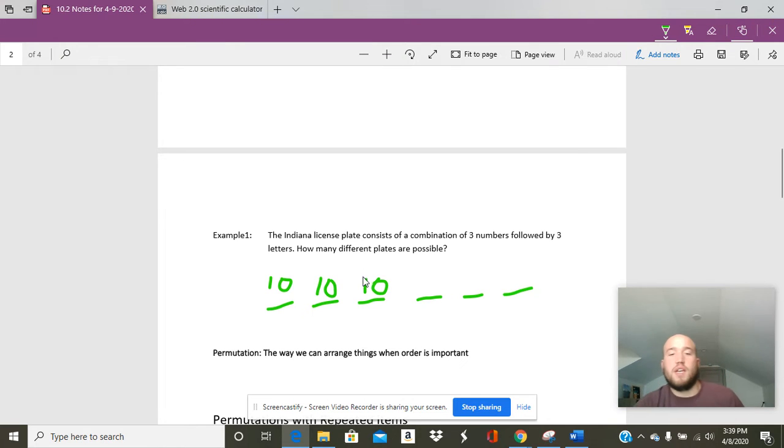Now, how many different letters are there? Hopefully you know, 26 letters, A through Z. So we have 26 options for that letter, 26 for the next one, and 26 for the third. Now this is going to tell us how many possible ways we could have 3 numbers and then 3 letters. In reality, Indiana isn't going to let all of these pass. If there's profanity in it, they're not going to let it go on a license plate. If it's suggestive, they're not going to let it go. But this is how many possible ways there are. So 10 times 10 times 10 times 26 times 26 times 26.